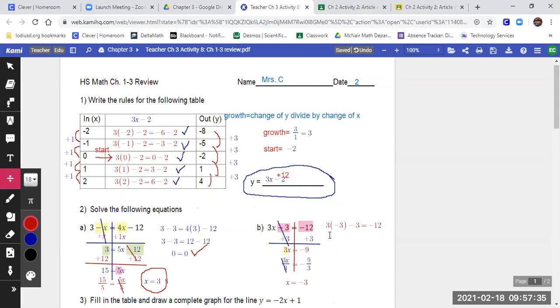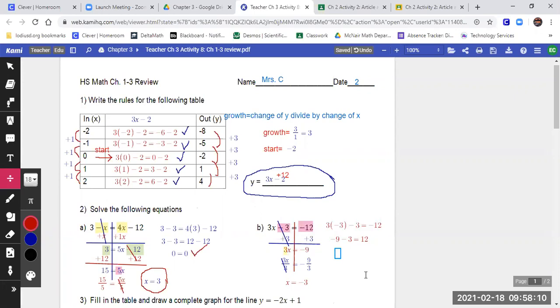-3 times 3 makes what number? -9. And then the equation says -3 and it says equals 12. Okay. This says -9 with -3. Are those the same sign? -9 with -3, same sign.